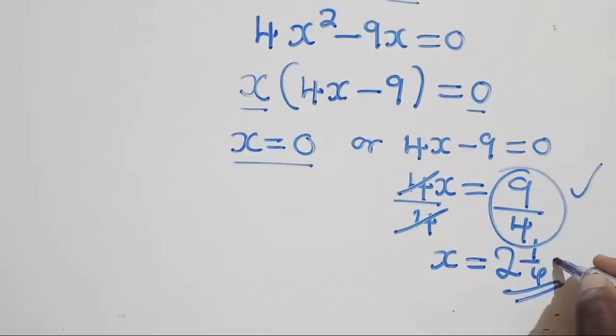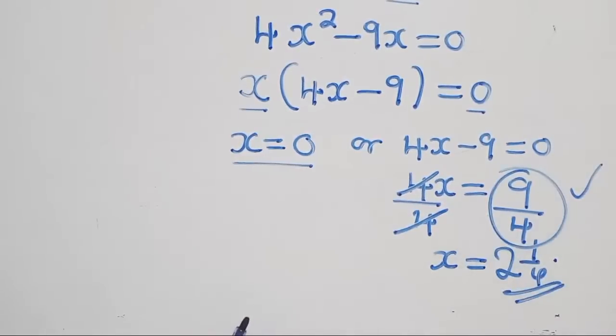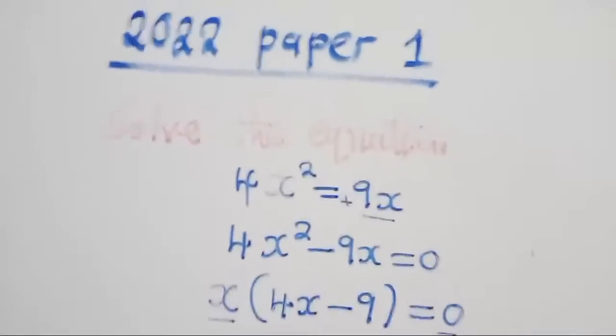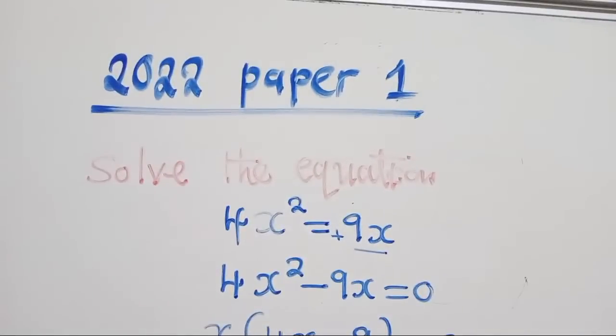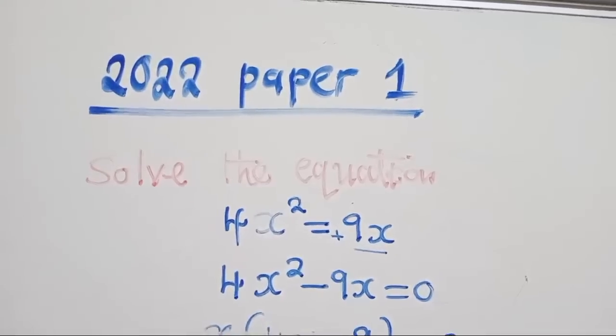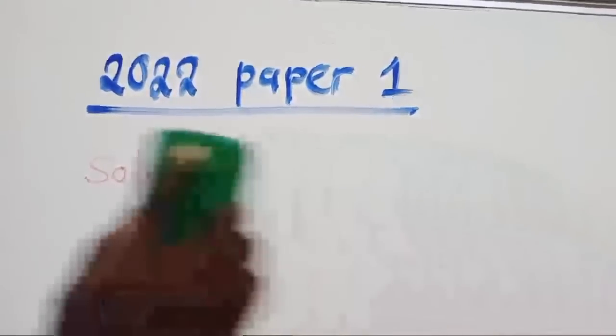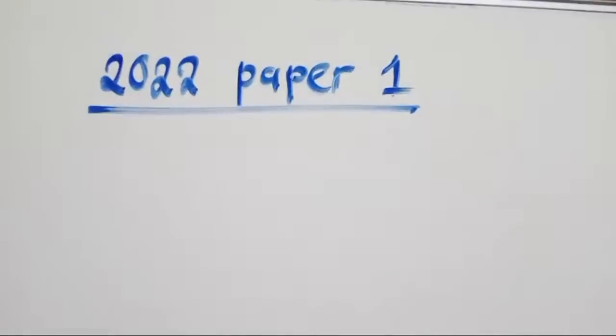You may not know how some other markers may be thinking about your solution. So just like that, let's go to question four. We are on question 3. We go to question 4.